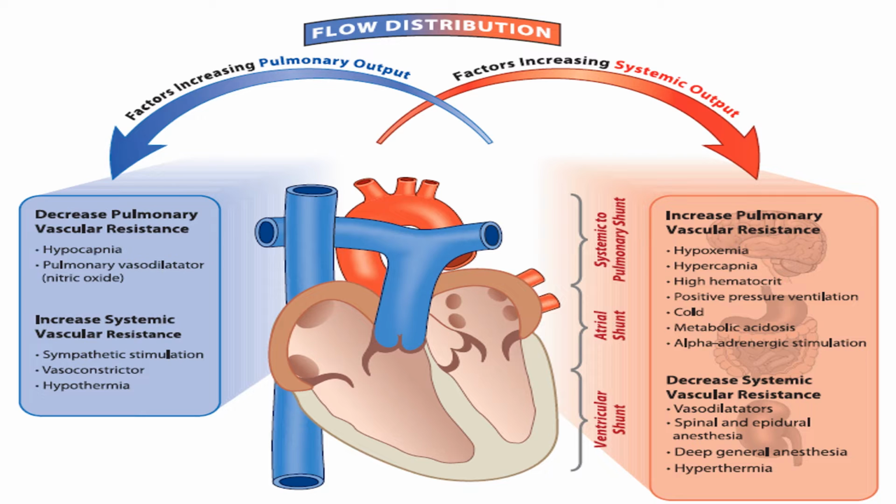Then the things that are going to increase your systemic output and increase pulmonary vascular resistance are hypoxemia, hypercapnia, high hematocrits like all the TET babies have, PEEP, and high peak inspiratory pressures. These are going to shunt more right to left, along with decreased SVR from vasodilators like volatile agents. That's why with a lot of these cyanotics, you're using higher doses of opioids and limiting the amount of vasodilators that you use, like isoflurane and sevoflurane.